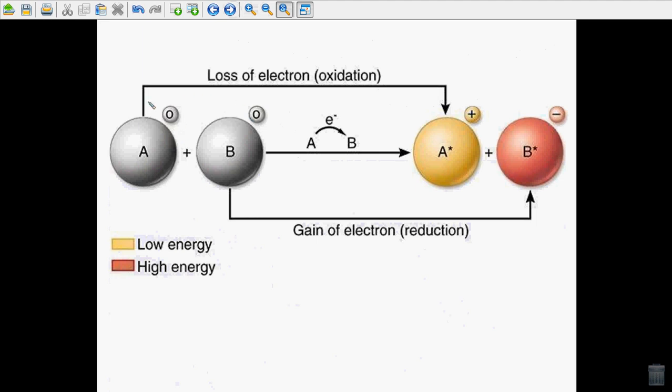Alright, so oxidation is loss of electrons. So this element or compound loses electrons, and when you do that, you become positive. And the other element is going to gain electrons, and we call that reduction. And it becomes negative, okay? So it gets a little confusing when you think of gaining electrons as being reduced.